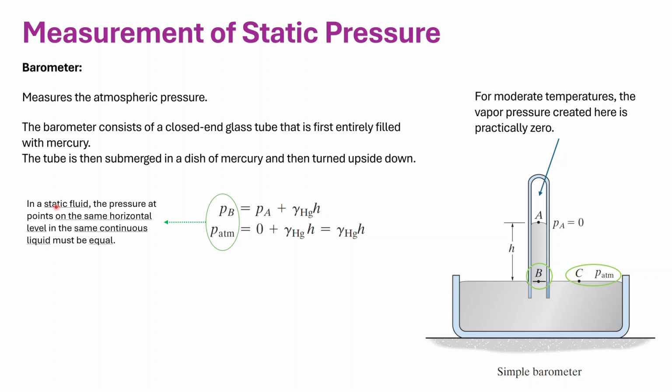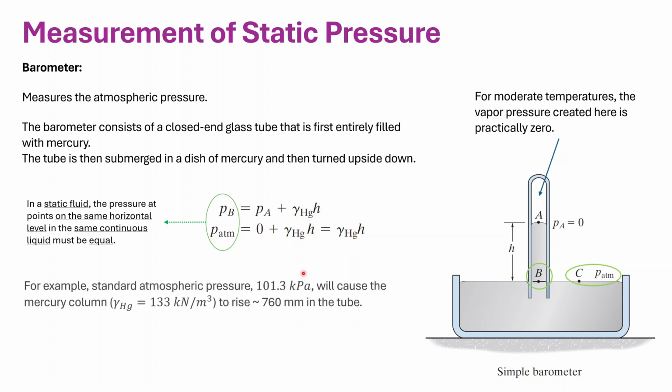Again, in a static fluid, the pressure at points on the same horizontal level, such as here, in the same continuous liquid, because the liquid is not changing, so we're talking about the same liquid, must be equal. So PB equals PC. So PB equals P atmosphere because it's open to the atmosphere. And then we have this analysis here.